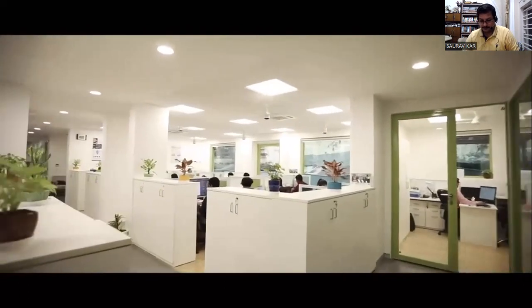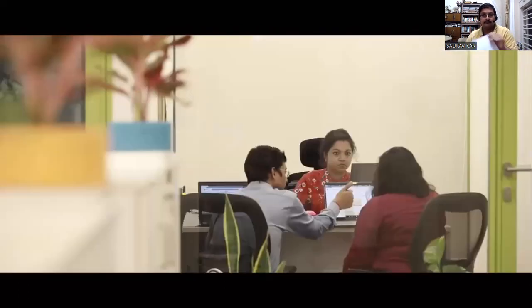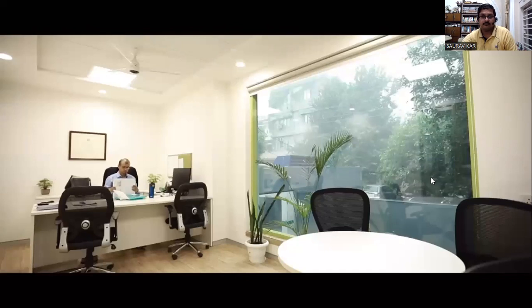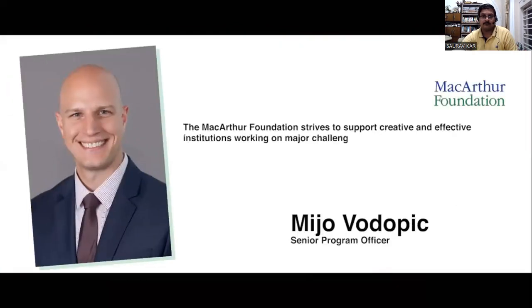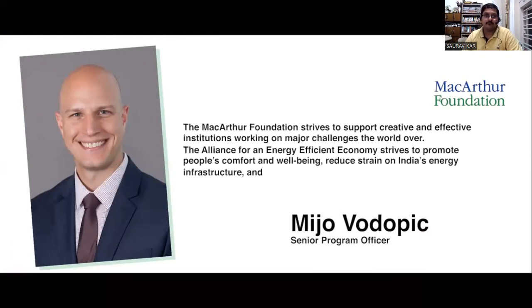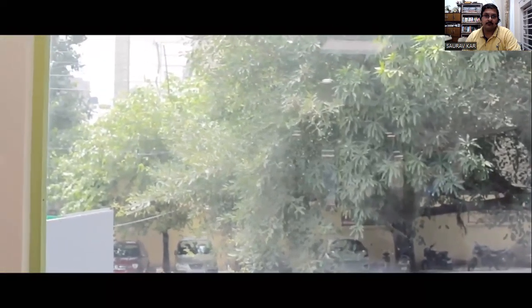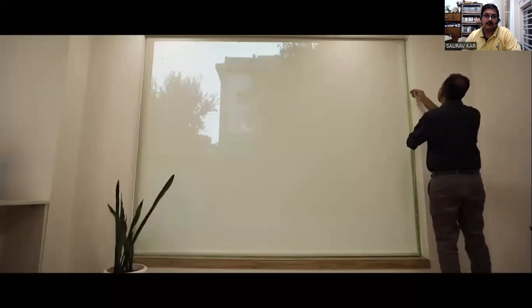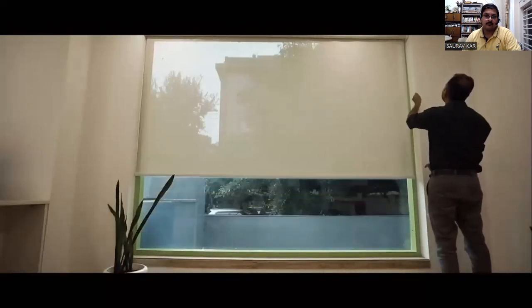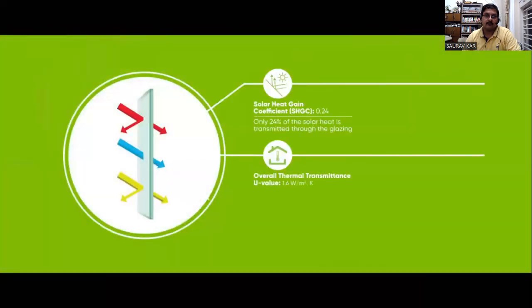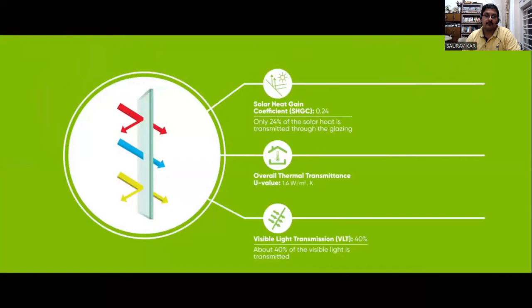I would like to express my sincere and heartfelt thanks to the MacArthur Foundation for their generous support which made this office possible. Saint-Gobain has played an instrumental role in supplying these double glazings which reduce cooling load inside the office while maximizing the daylight. A carefully selected option of U value, solar heat gain coefficient, and visual light transmittance helps achieve this design goal inside this office.